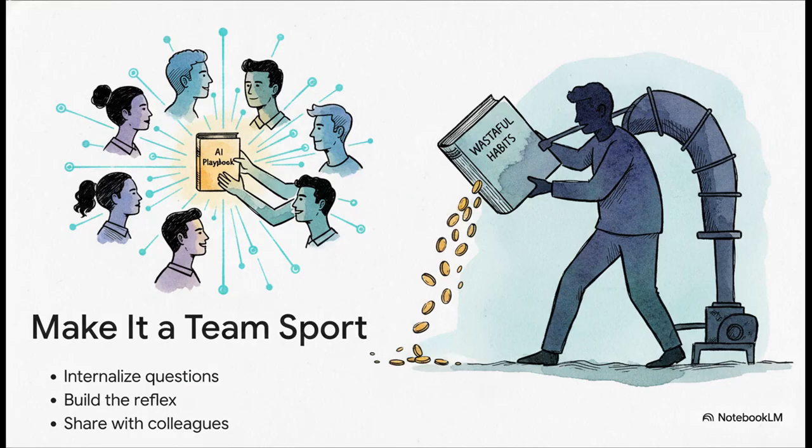To really make this work, you've got to internalize these questions. Build the reflex. Share it with your colleagues. Make it a team sport. Because ultimately, cost-conscious AI use is absolutely not a solo endeavor. Think about it. If you're doing everything perfectly right, but the person sitting next to you is uploading entire encyclopedias into frontier models just to ask for lunch recommendations, the organization is still bleeding money. So share this playbook. Talk about these habits in your team meetings. When everyone shifts their behavior together, the cumulative financial impact is just staggering.